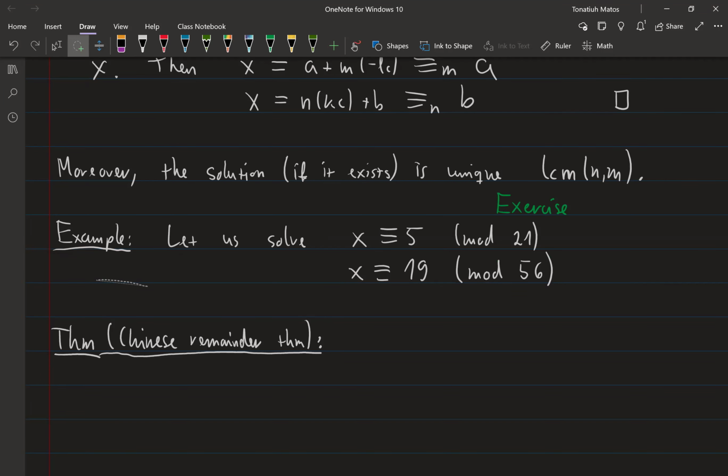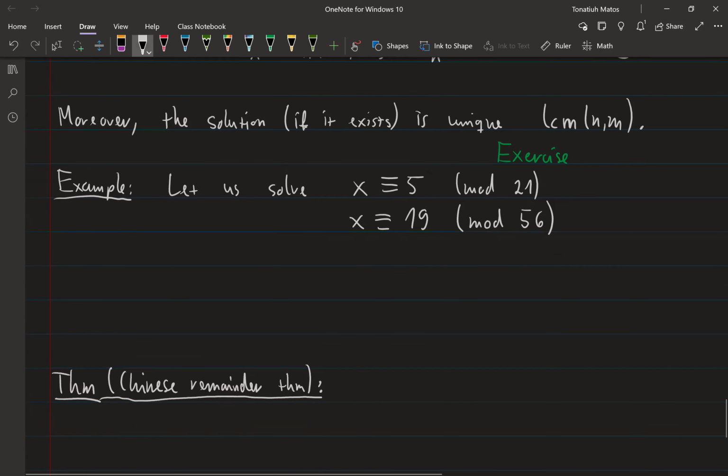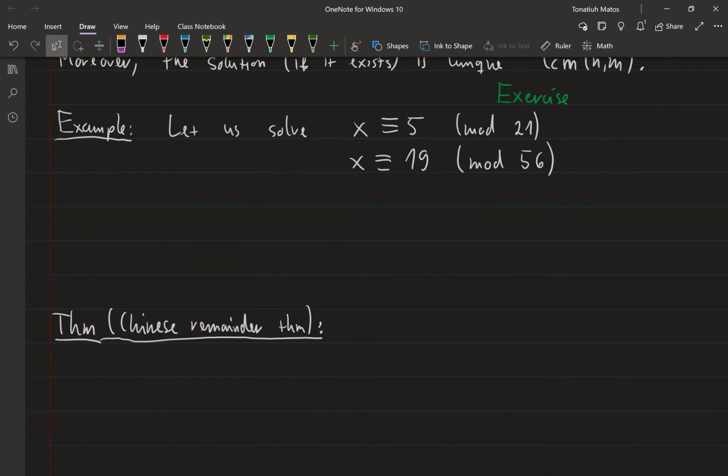Let's solve this together. And then you can just submit your answer, adding any detail that I wasn't clear about.